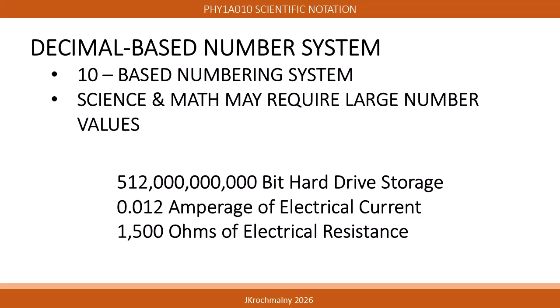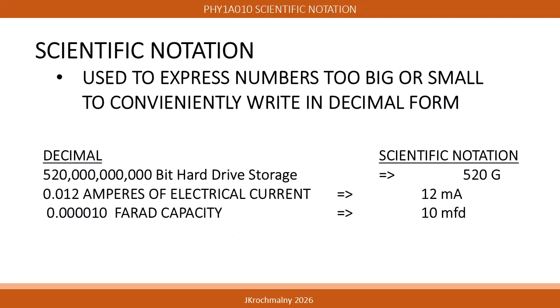In current technologies involving science and math, it may require the use of large numbering values. Notice that the listing measures are in rather large numbers. Scientific notation is used as a convenient method to convey the meaning of very large numbers.